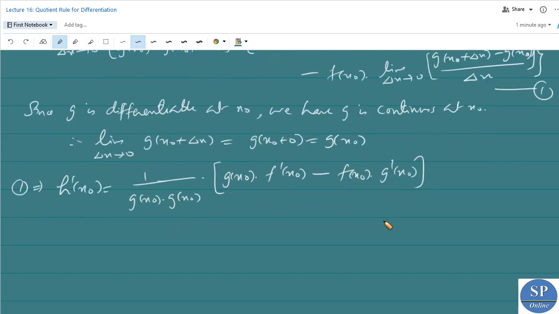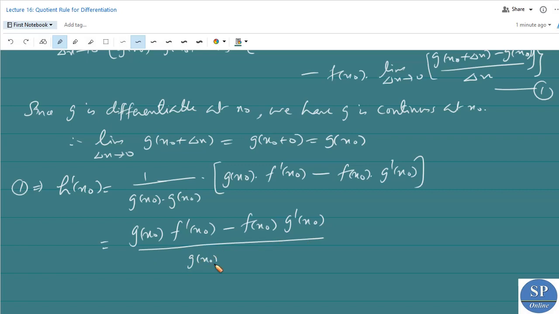Now this minus f of x naught into, this limit is g dash of x naught. So this is equal to g of x naught into f dash of x naught minus f of x naught into g dash of x naught divided by g of x naught into g of x naught, that is g of x naught whole square. So this is h dash of x naught, that is f by g dash of x naught is equal to this.